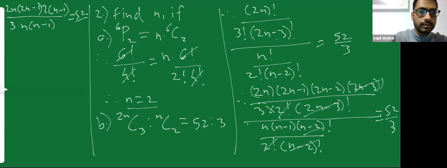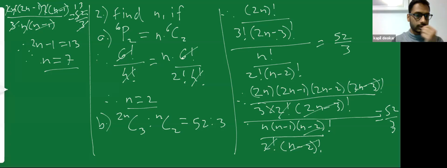52 by 3. This 3 and this 3 cancel out. This n cancels out. N minus 1 cancels out. 2 2s are 4. 4 1s are 4. 4 13s are 52. That means 2n minus 1 is equal to 13. 2n is equal to 14, which means n should be equal to 7.